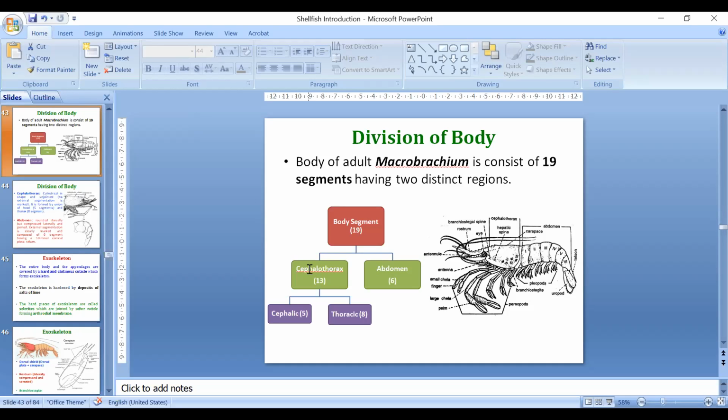As the name cephalothorax means head and thorax, it is a fusion of cephalic and thoracic regions, means it is a fused form of head and thorax. So the total body segments are 19. Out of 19, 13 segments are cephalothoracic and 6 segments are abdominal. These 13 cephalothoracic segments are further divided: 5 cephalic segments, or 5 segments in the head region, and 8 thoracic segments. So total 13 cephalothoracic segments and 6 abdominal segments. Here we'll see in detail.